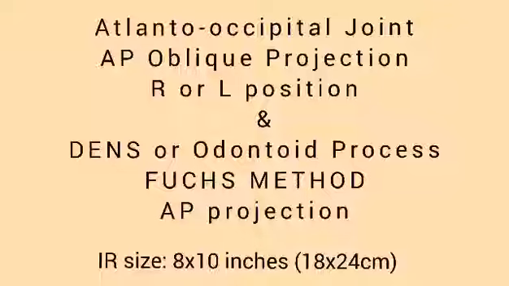I am going to demonstrate two projections. First is the AP oblique projection, right or left position, for the atlanto-occipital joint, and then the AP projection, Fuchs method, for the dens or odontoid process. The IR size to be used for these projections is 8 by 10 inches or 18 by 24 centimeters.